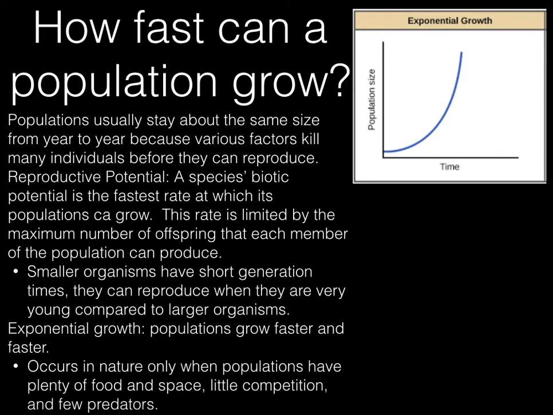Smaller organisms have short generation times, which means that they are younger when they are able to reproduce, but they also a lot of times produce a lot of young. That's their survival mechanism, is to produce a lot of young, knowing that most of them will die before they're able to reproduce again. Larger organisms produce a smaller amount of offspring because they are able to survive easier. But then these larger organisms also take longer to reproduce.